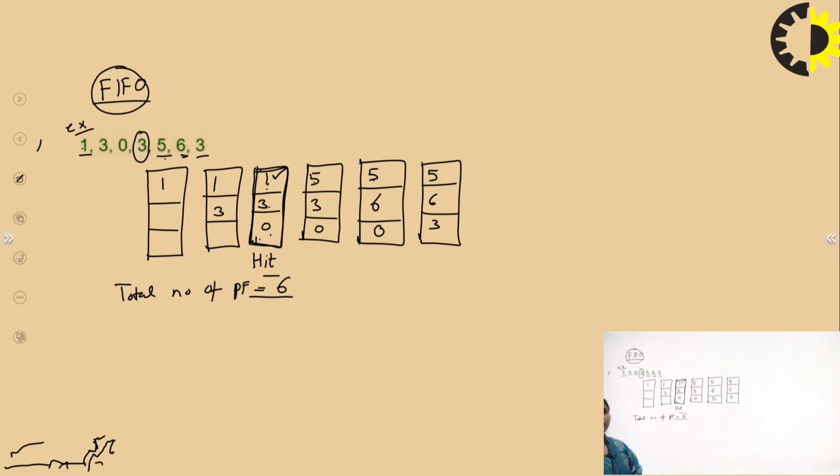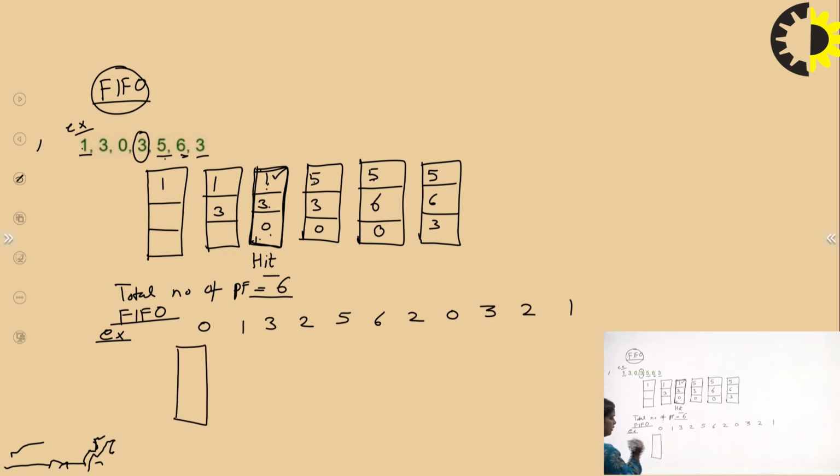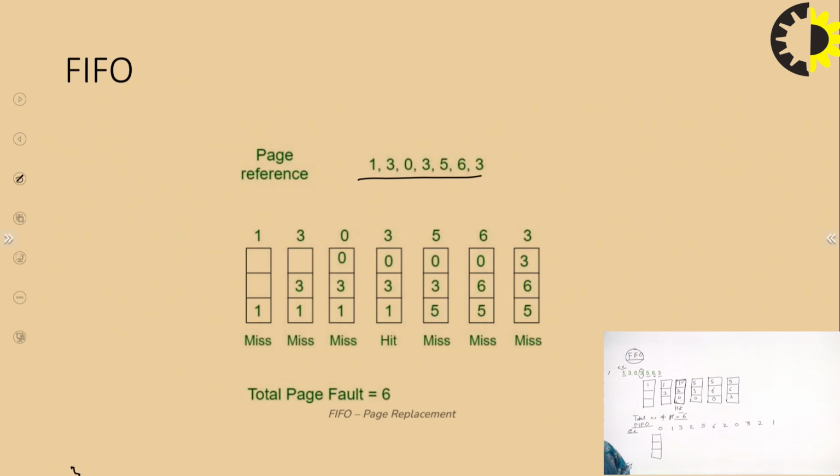Fine. Now you can take another example of FIFO. Suppose the reference string is 0, 1, 3, 2, 5, 6, 2, 0, 3, 2, 1. You have to find the number of page faults using first in, first out. First, you have to draw the page frames. Here you can see by default there are 3 page frames. Otherwise, it will be given in your question that 3 page frames are there.